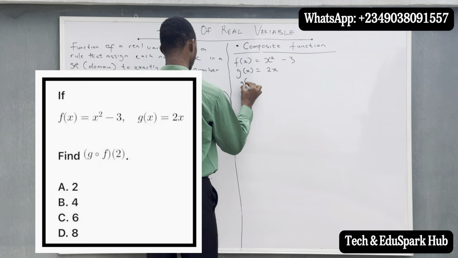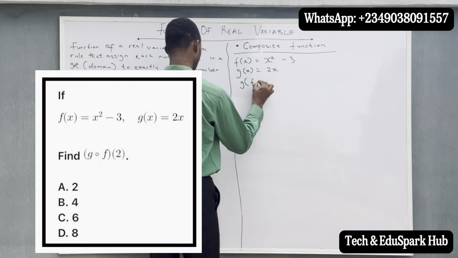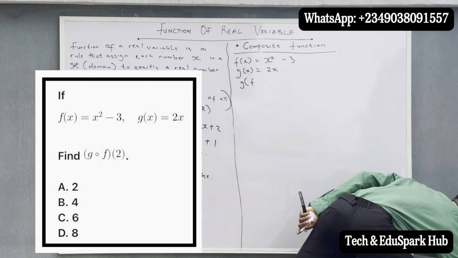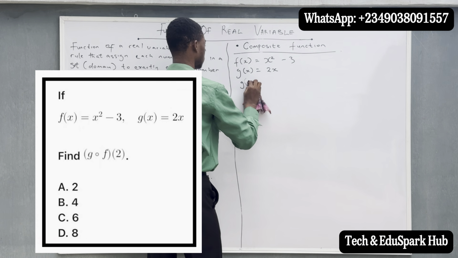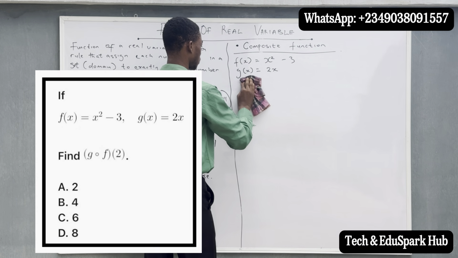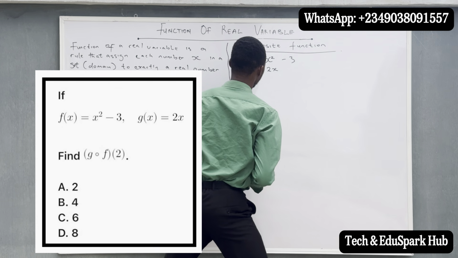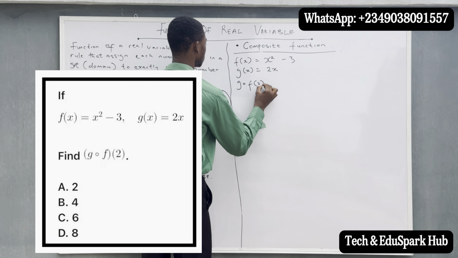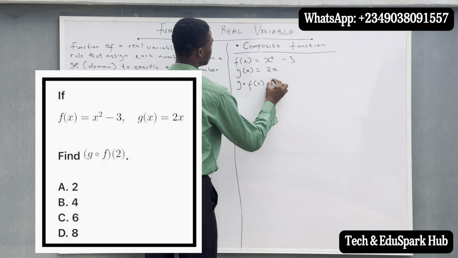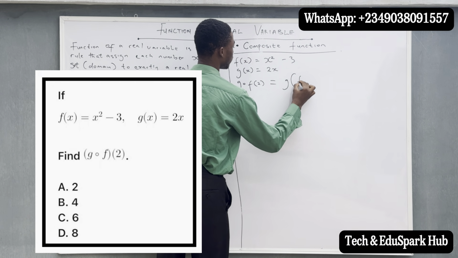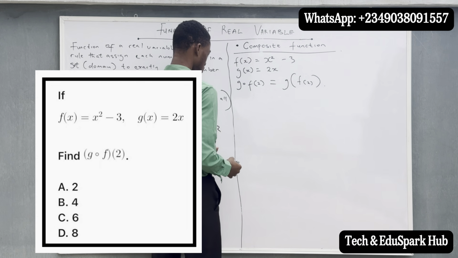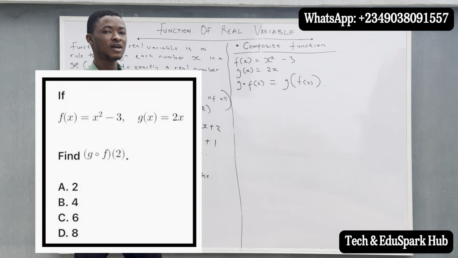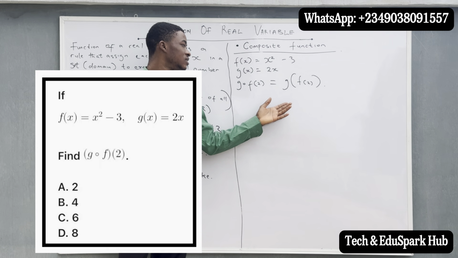So the question is now asking us to find g of f of 2. Let me write it the way they write it in the question. So the question is asking us to calculate g of f of 2. Remember that we can write this as g open bracket f of 2, because this is the simplest way to visualize what you are doing behind the scene, so we won't mix this up.